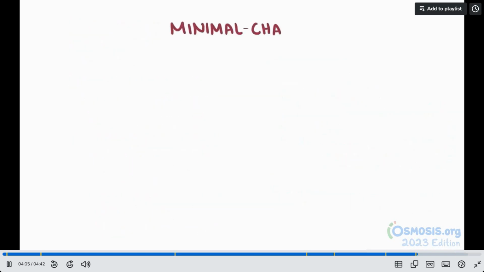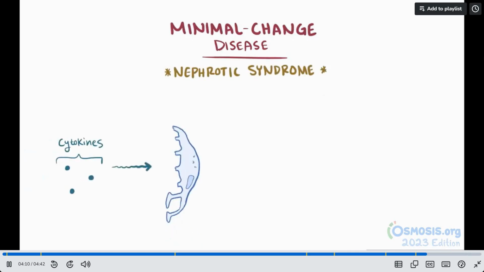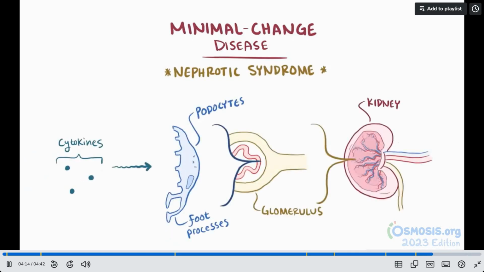Alright, so as a short recap, minimal change disease is a nephrotic syndrome thought to be caused by cytokine damage to the foot processes of the podocytes in the glomeruli of the kidney.